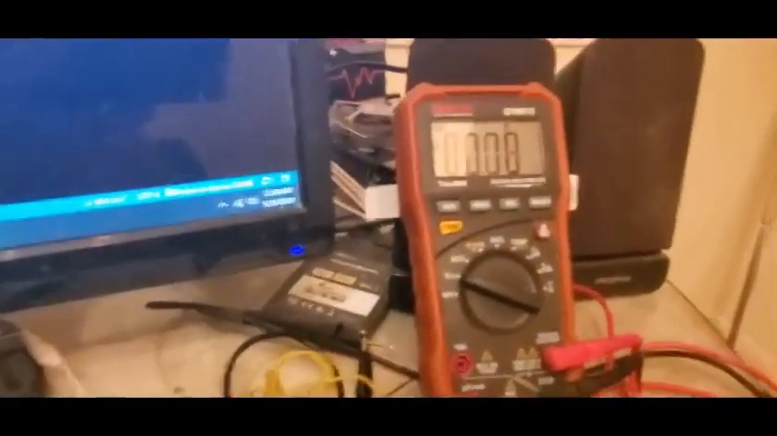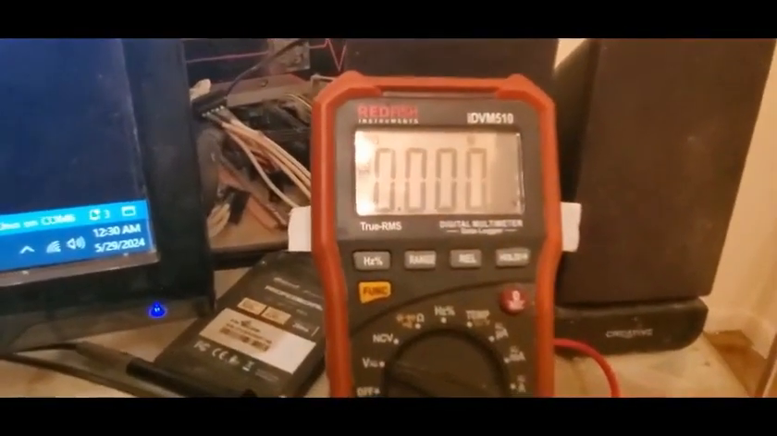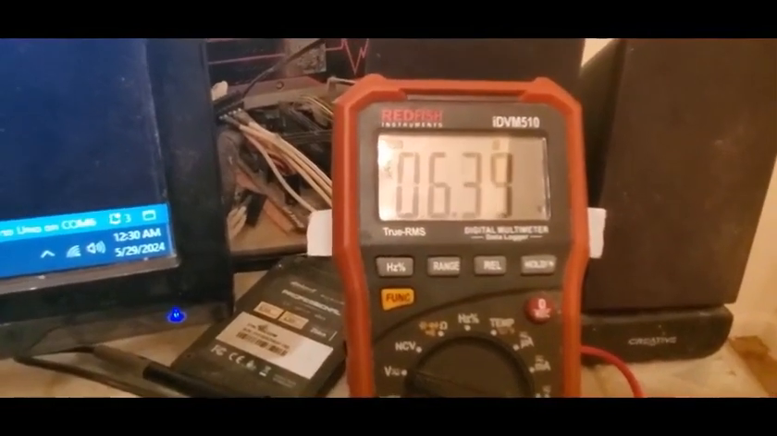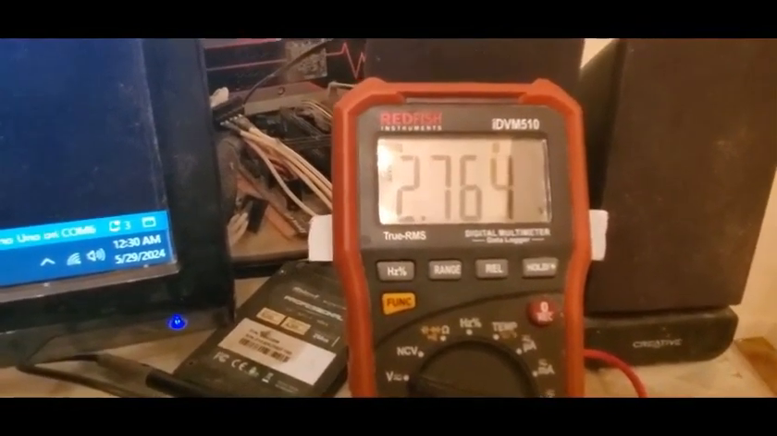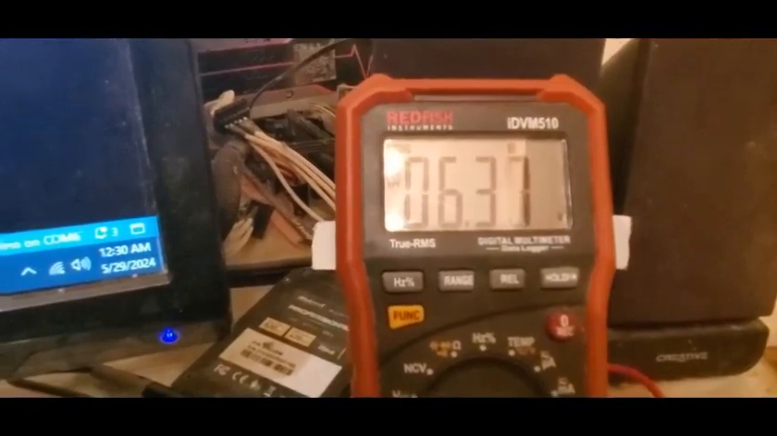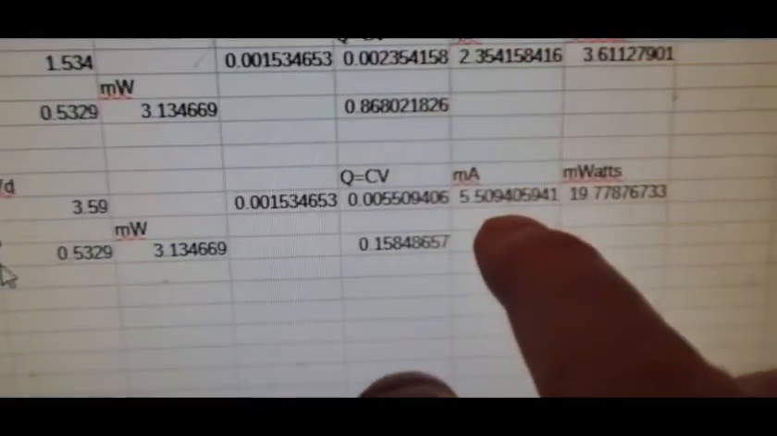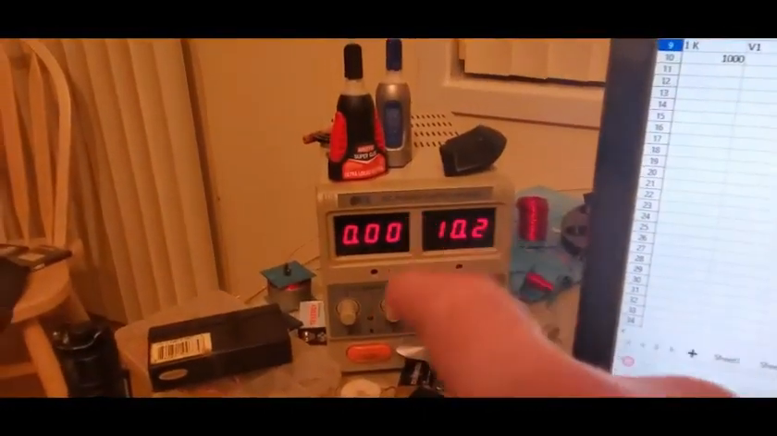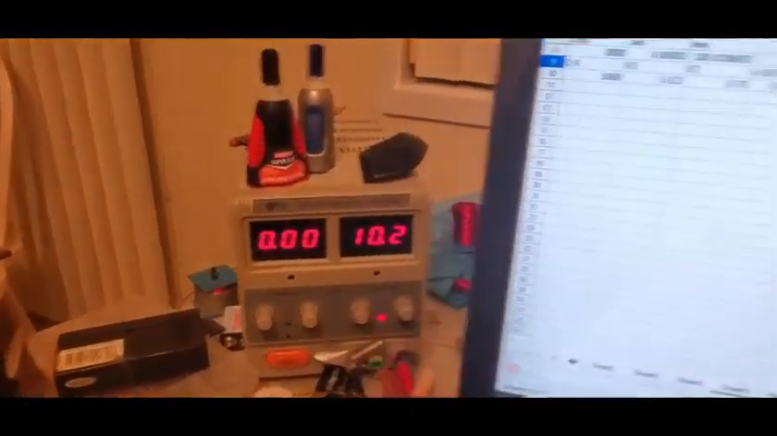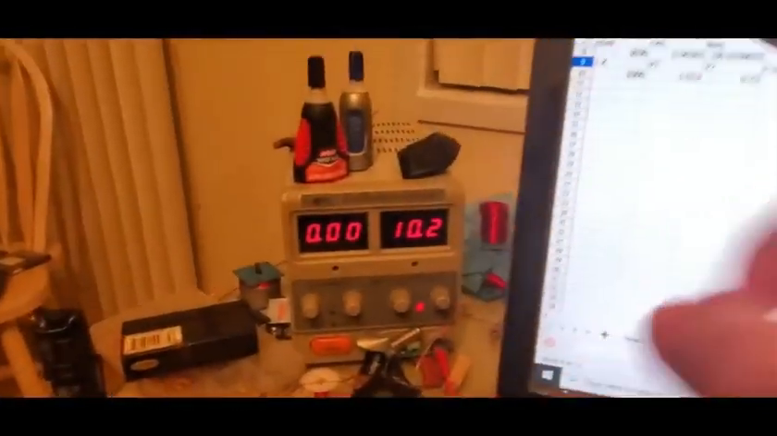Okay, so got it dialed into 10 volts. Now let's run it. Okay, so at 10, it snaps back to 6.41. 6.4, 6.41. So 5 milliamps, 19.7 milliwatts in. This thing's really inaccurate, but the lowest it would read would be 10 milliwatts. So that's why there's nothing showing up there.